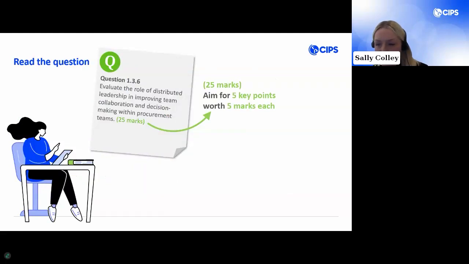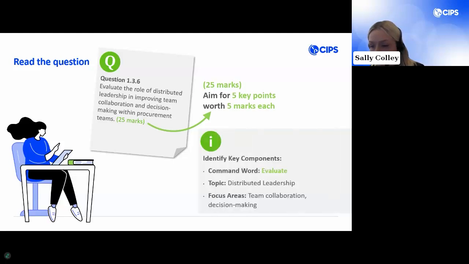So we know the exam question is evaluate the role of distributed leadership in improving team collaboration and decision making within procurement teams. So we also know the question is worth 25 marks, and this gives us quite valuable information. So we're aiming for 5 key points, each will be worth 5 marks, and we'll come back to this in a few minutes. So let's focus on the command word.